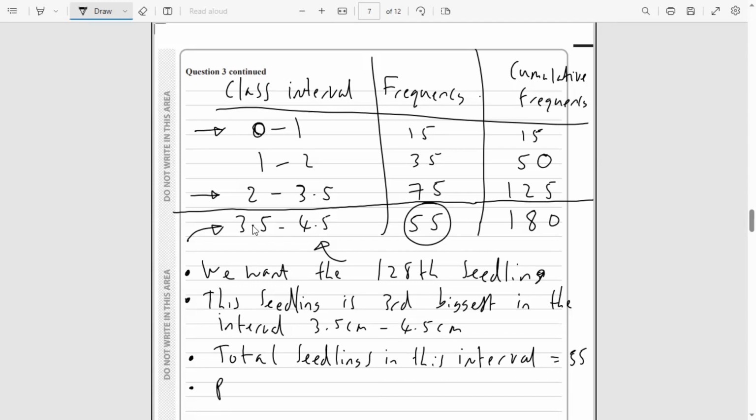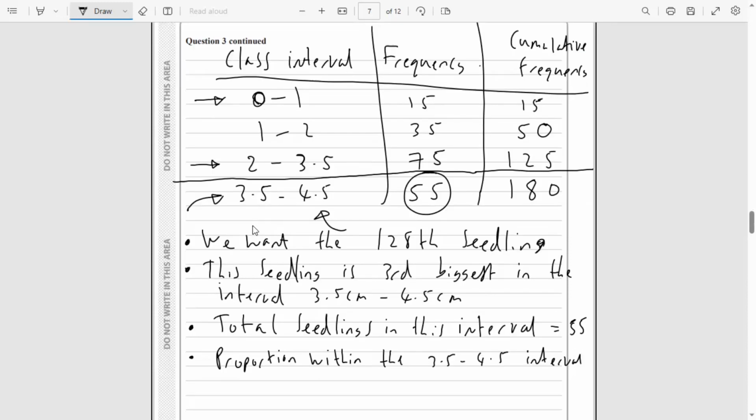So the proportion, or well, the linear proportion, this is why it's called linear interpolation, this kind of linear proportion within the 3.5 to 4.5 interval in which the median lies, is equal to 3, because it's the third biggest in the group, out of a total of 55 in the group.